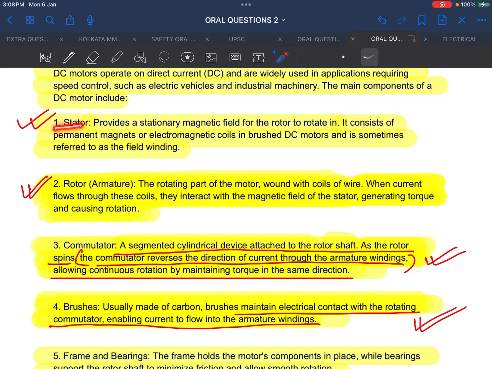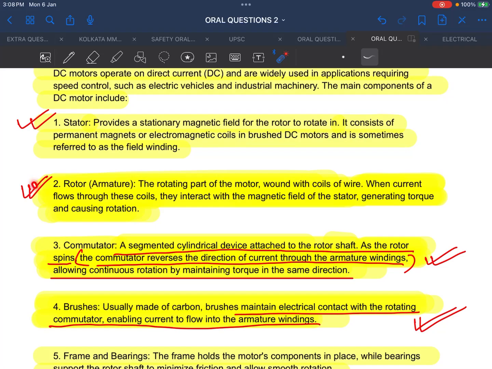But here also the stator provides a magnetic field for the rotor to rotate. How do they provide the rotating magnetic field? Because when we give a three-phase supply and the coils are wound in such a way that there is a 120-degree phase difference, due to this phase difference a rotating magnetic field is created. So this is the magnetic field provided for the rotor to rotate.